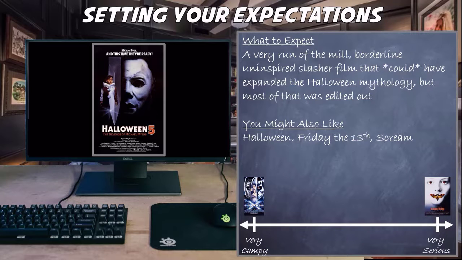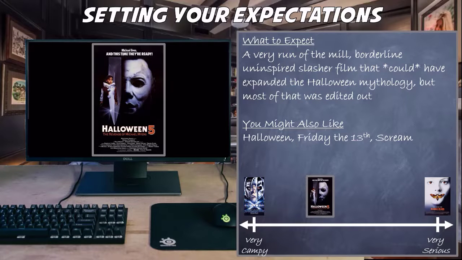Now, let's get into calibrating your sights for this film. This is the scale we like to use. On the far left side of the scale, we have very campy films, such as Jason X. On the far right side of the scale, we have very serious films, such as The Silence of the Lambs. As always, this scale is not an indicator of the quality of the film. It's an indicator of what your mindset needs to be going into the film.